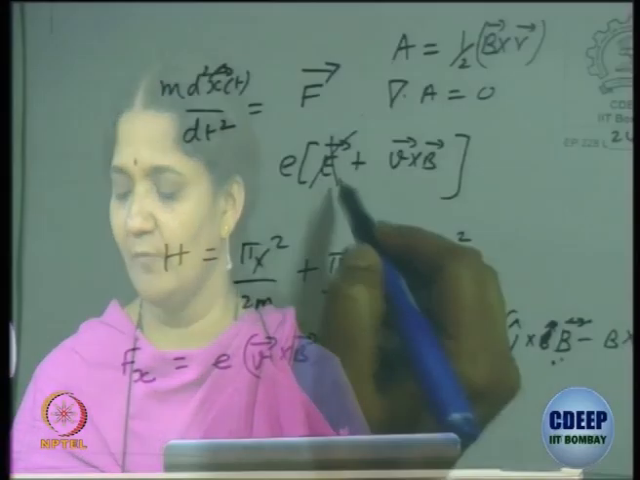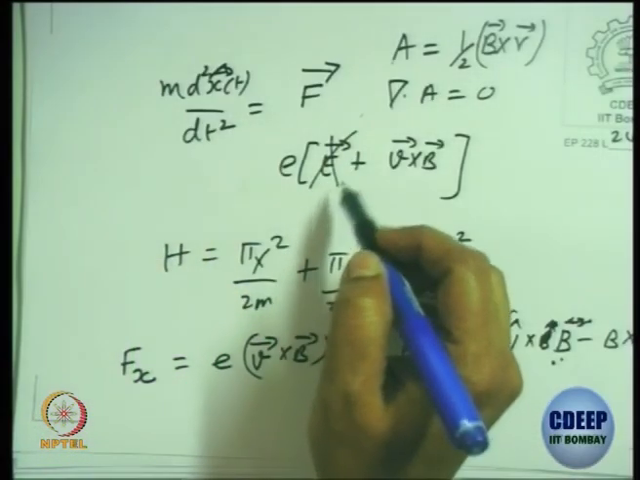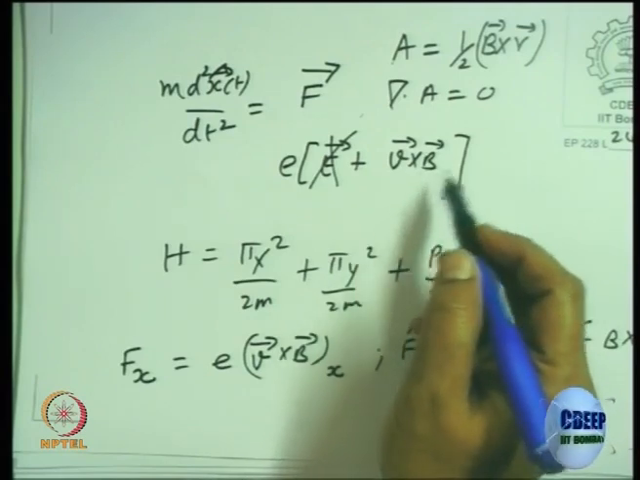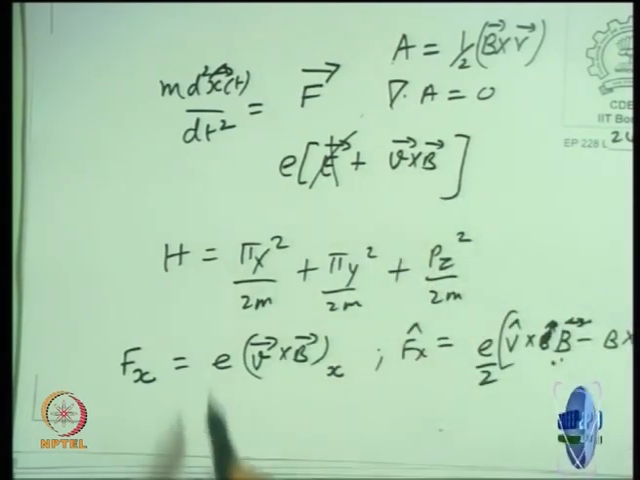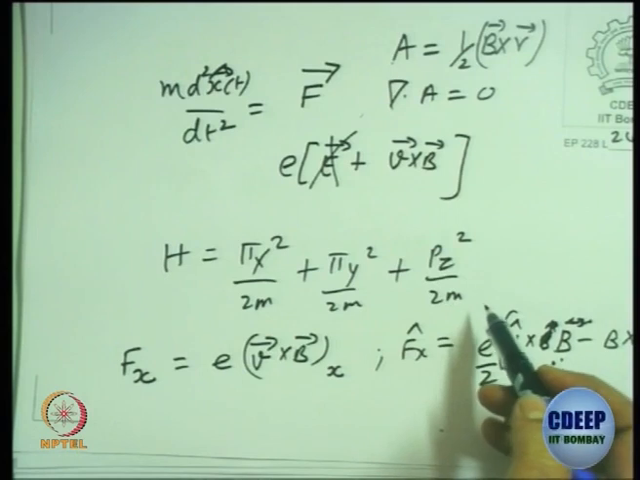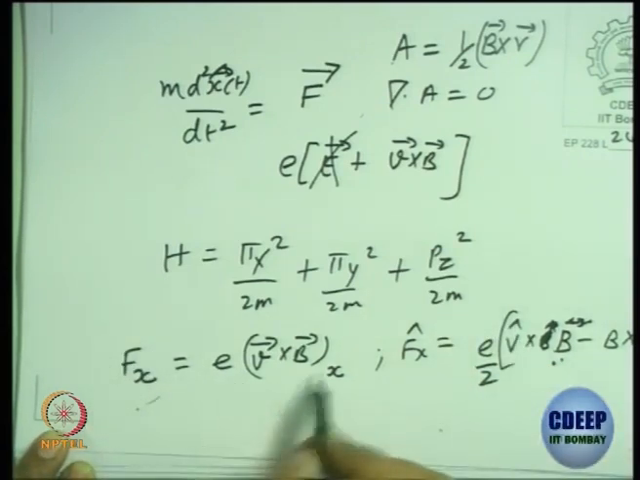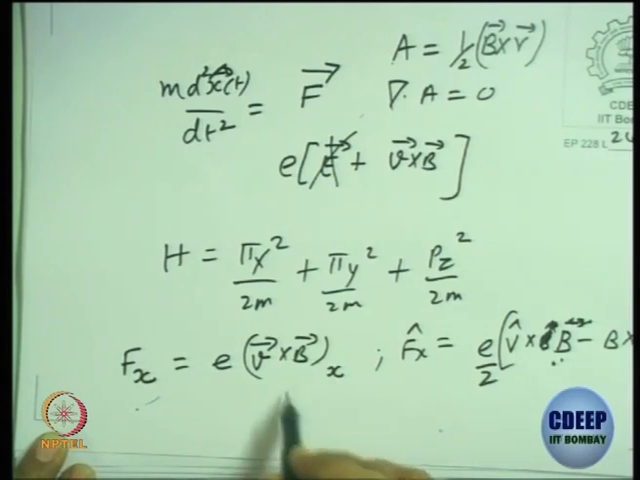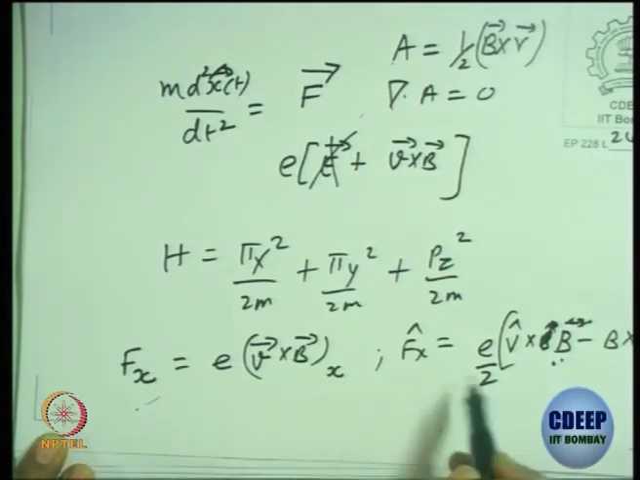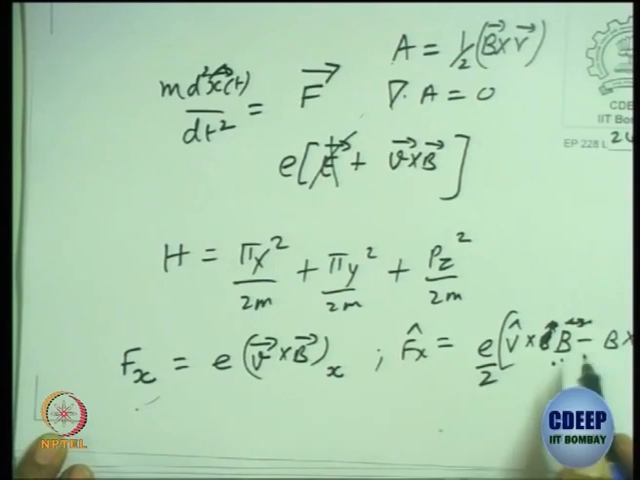this is your classical force equation where F is the Lorentz force, and let us work with the case where the electric field is 0. This is what we are doing now. We are taking a particle in a magnetic field, and this is the Hamiltonian. X component of the force, we would have written it as P cross B in classical physics, but if you go to quantum mechanics, you have to write a Hermitian operator.